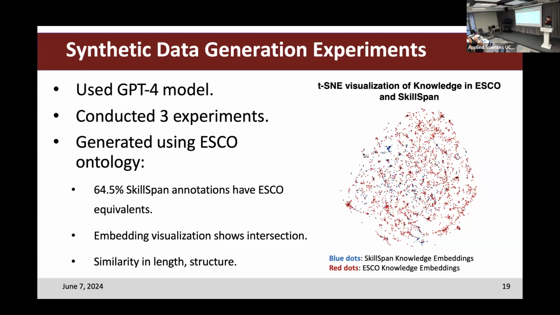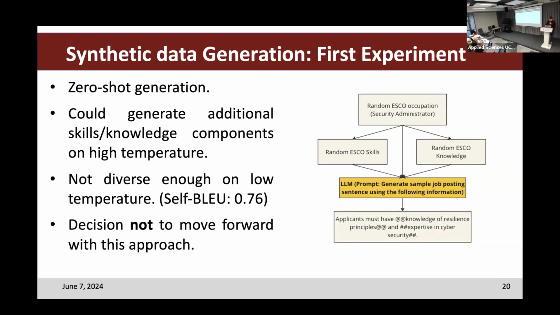Why do we think it will work? Because prior research says that 64.5% of skill span annotations have ASCO equivalents, that embedding visualizations of the skills and knowledge from ASCO and SkillSpan show an intersection, and there are also similarities in length and structure.